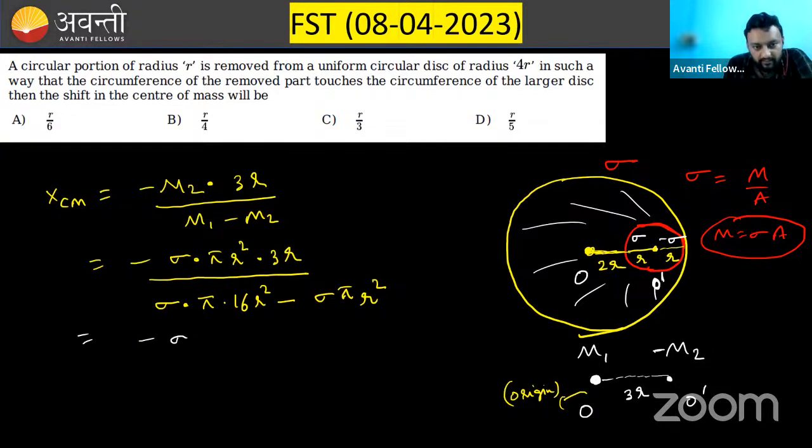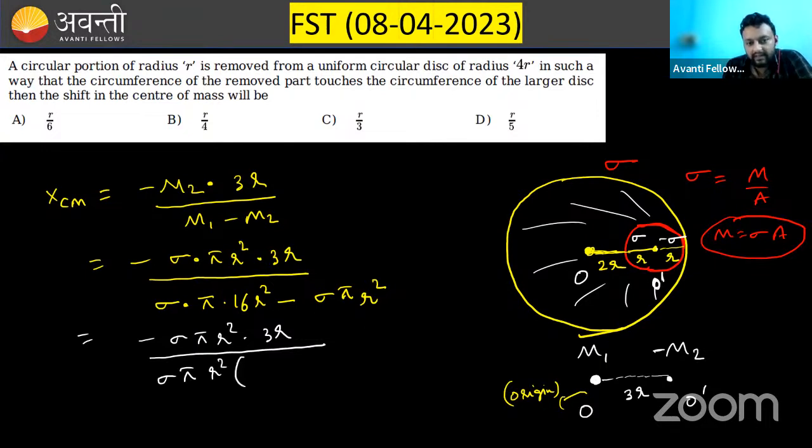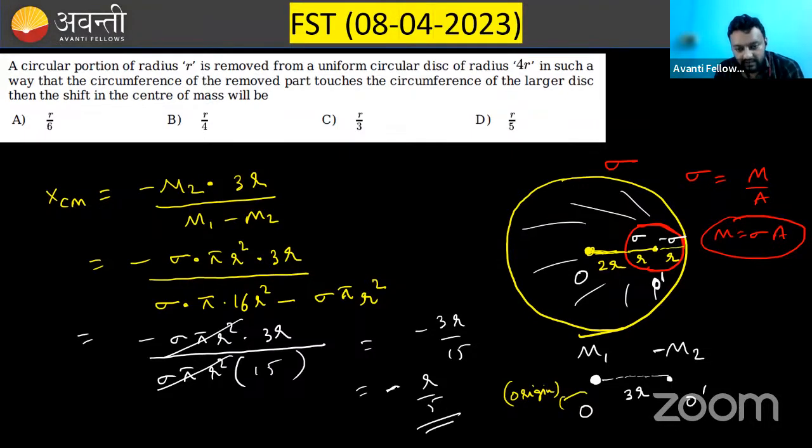Minus is already there, sigma pi r square into 3r. And in the denominator, sigma into pi r square is common. What is remaining? 16 is here and 1 is here, that is 15. Sigma pi r square will be cancelled out. So it will become minus 3r by 15, that is minus r by 5. This means that center of mass will shift by r by 5 distance, and minus indicates that it will shift towards left.